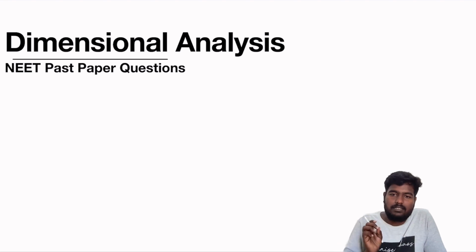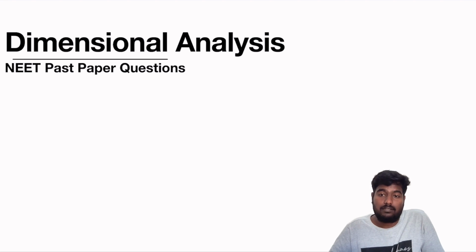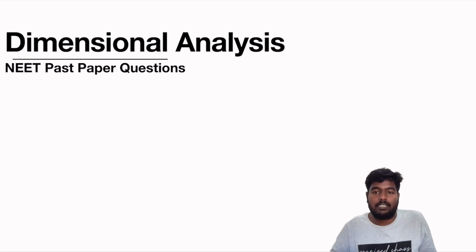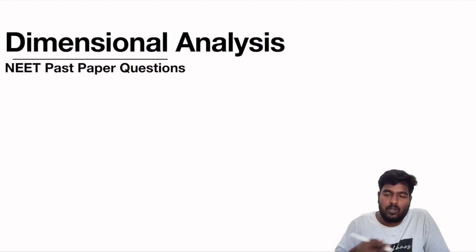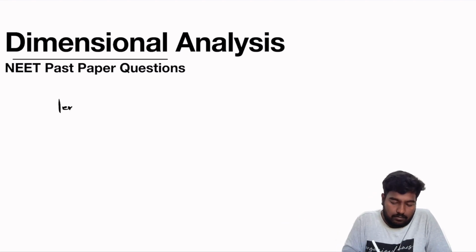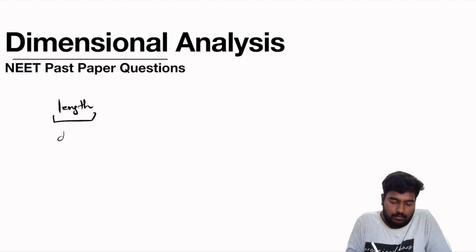People think that dimensions are just units. No, they are not. They are more fundamental than units. A dimension is a parameter. You're talking about the parameter, not about the amount of the parameter. For example, let's say I want to measure some distance. What you're measuring is length. Now, this is a dimension.